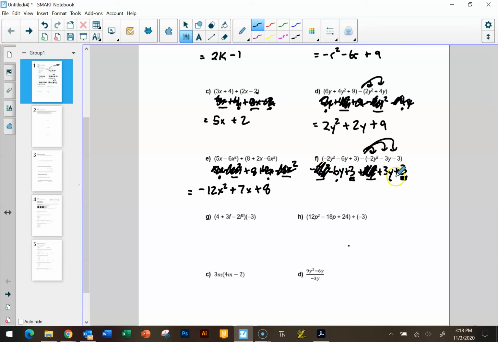I've got a negative 6y and a positive 3y. So that's going to leave me with negative 3y. And then I've got a positive 3 plus another 3 is going to leave me a positive 6.